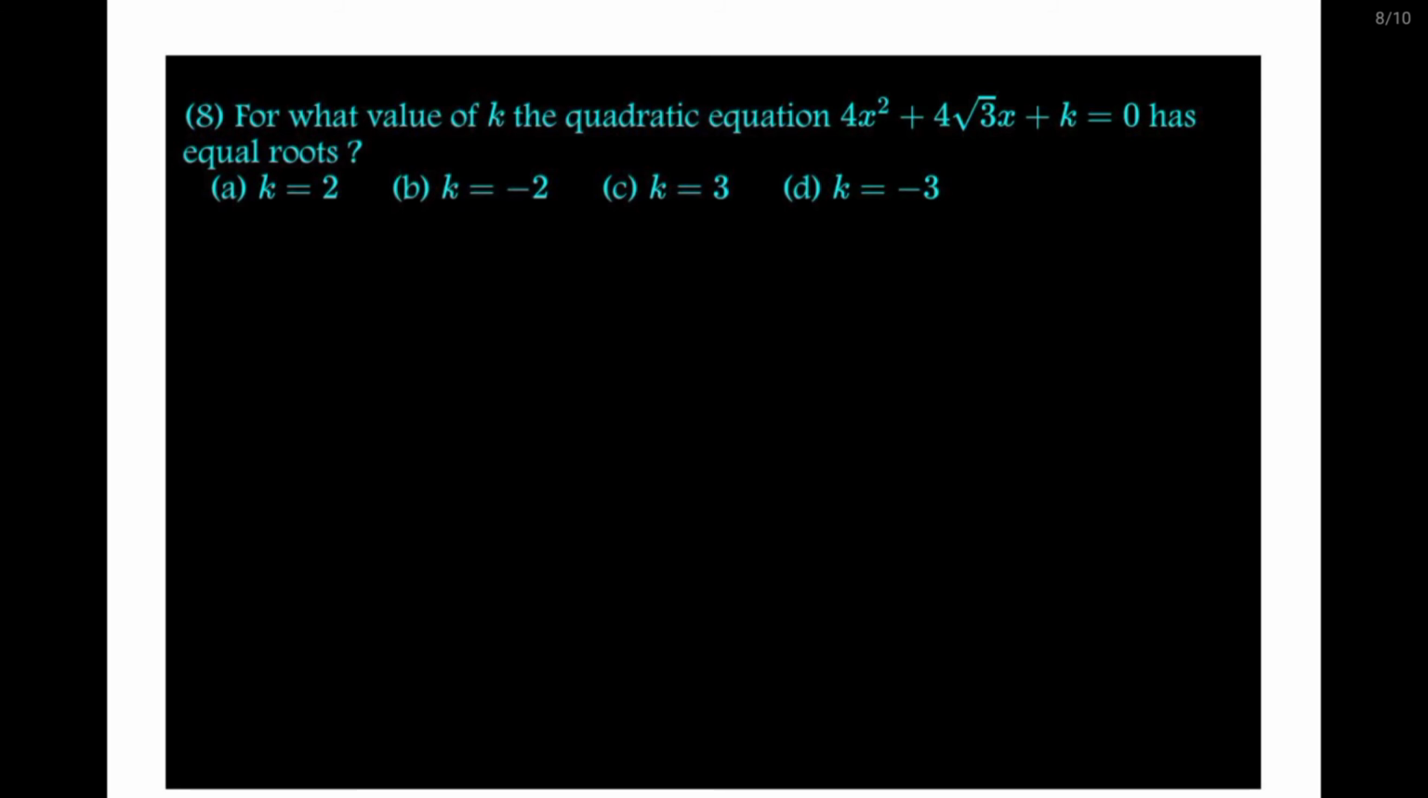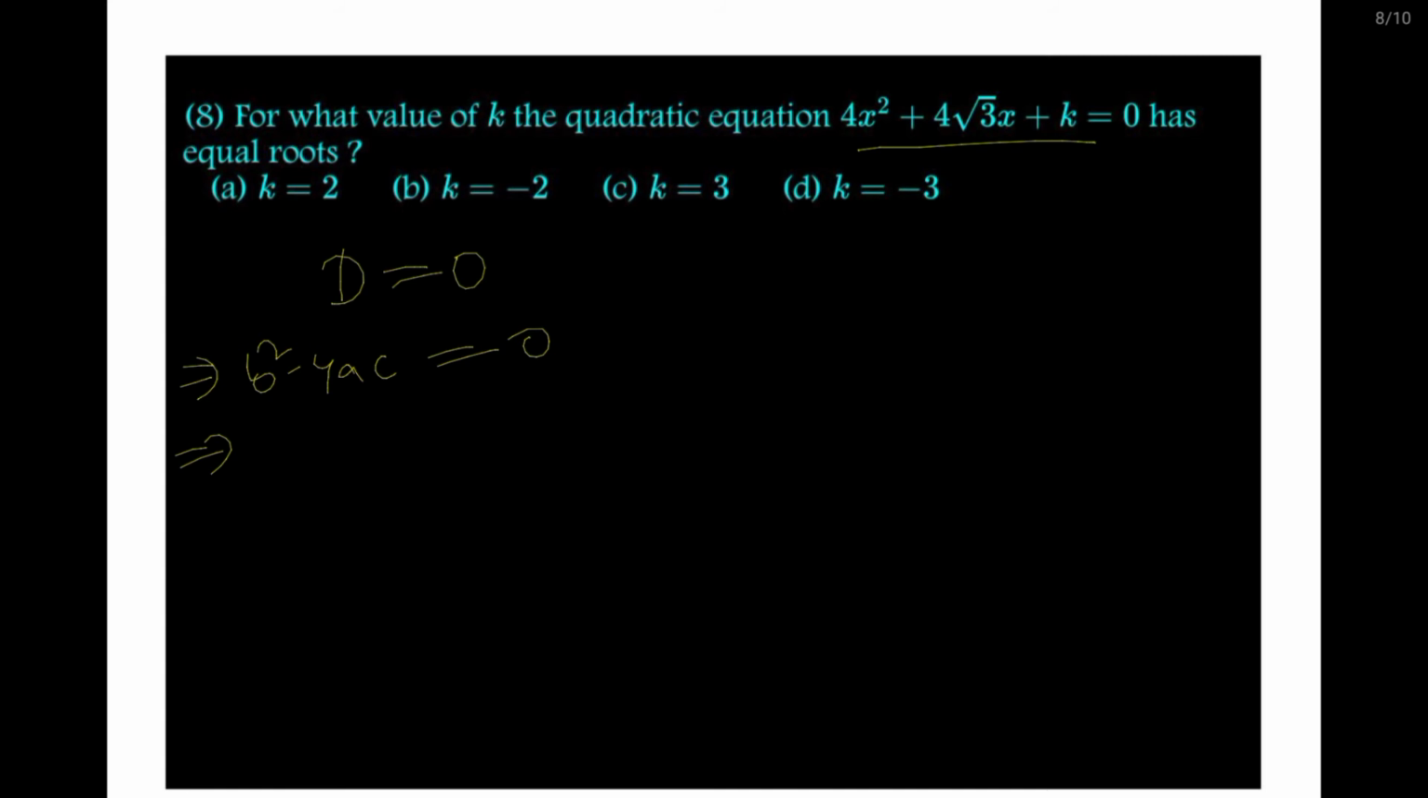We know for two equal roots, the discriminant of a quadratic equation is always equal to 0. Discriminant must be 0, and discriminant is nothing but b square minus 4ac, and it must be 0. And here we find the discriminant of this equation and put it equal to 0, because we are finding the value of k for which the quadratic equation will have equal roots.